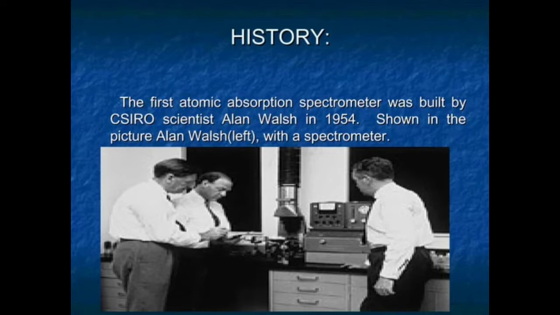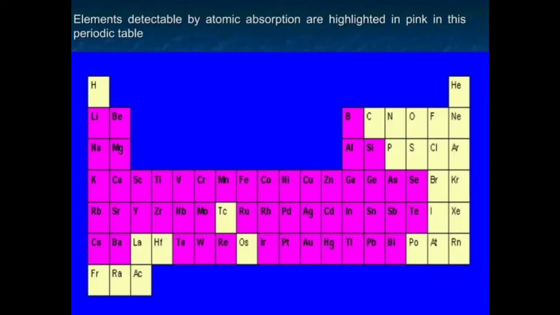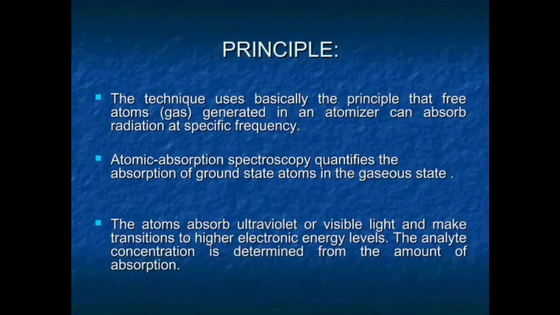Shown in the picture, Alan Walsh, left, with a spectrometer. Elements that are detectable by atomic absorption are highlighted in pink in this periodic table, as you can see below. The technique uses basically the principle that free atoms gas generated in an atomizer can absorb radiation at a specific frequency. Atomic absorption spectroscopy quantifies the absorption of ground state atoms in the gaseous state.